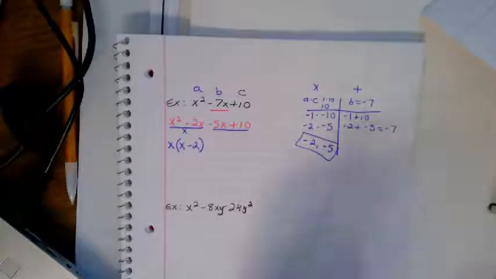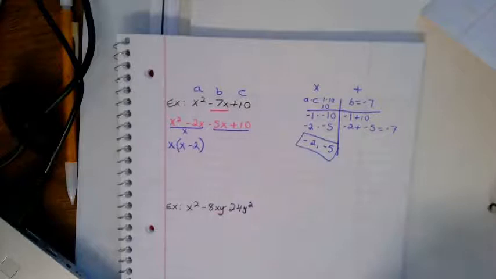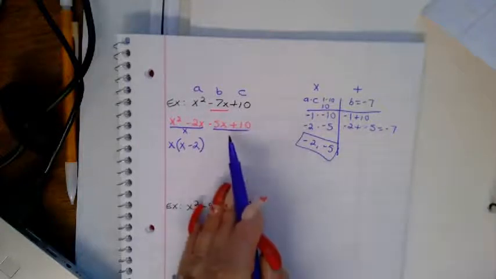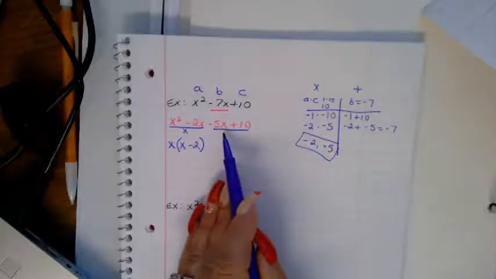So what about here? What does 5x and 10 have in common? What can we take out? What's something that divides into both of those?